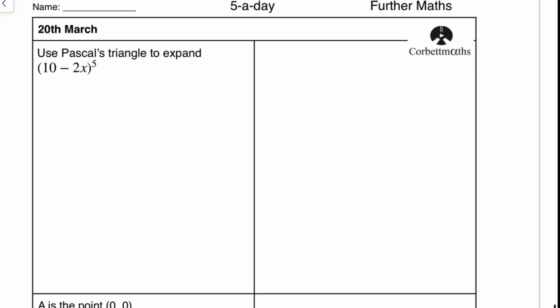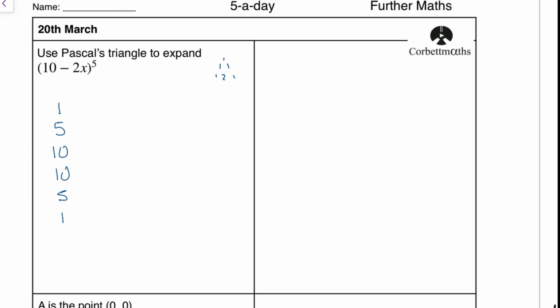What do we have? Use Pascal's triangle to expand. Now, interestingly, this isn't find the second term or the third term, it wants the whole thing. So the first thing I'm going to do is Pascal's triangle. So 1, 2, 1, 1, 1, 2, 1, etc. And I know that's going to give me 1, 5, 10, 10, 5, 1. It's a good idea to get used to those numbers so you don't make a silly mistake in the exam.